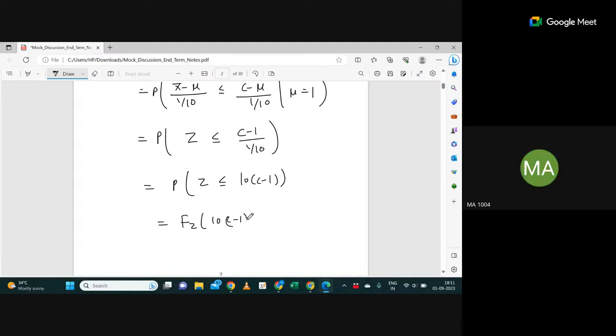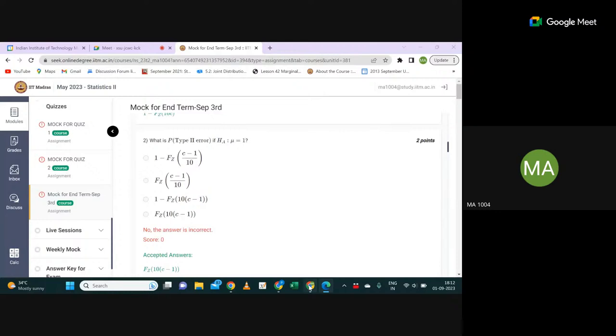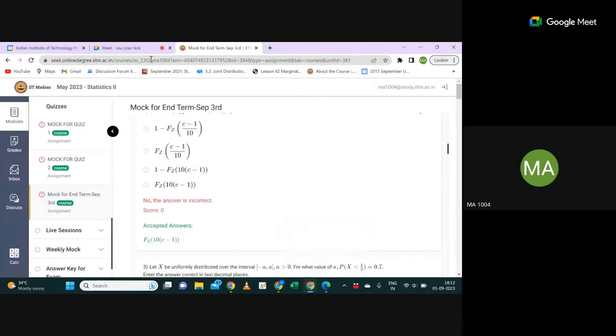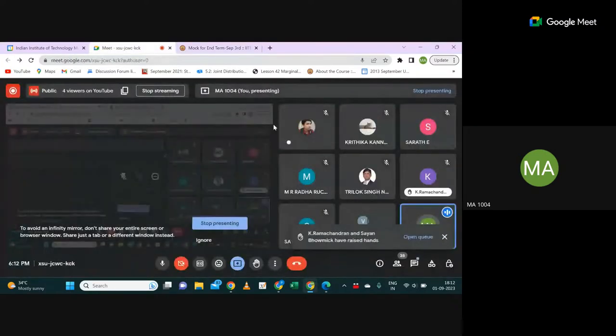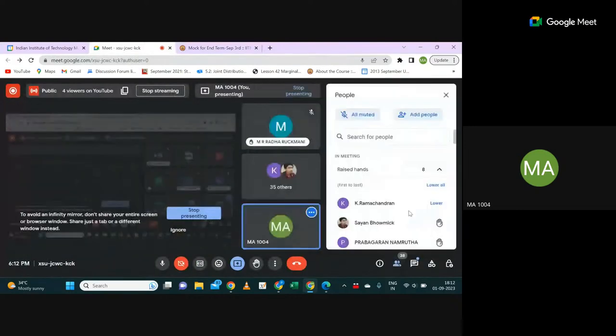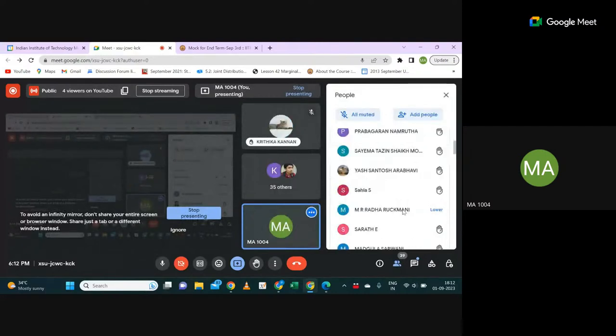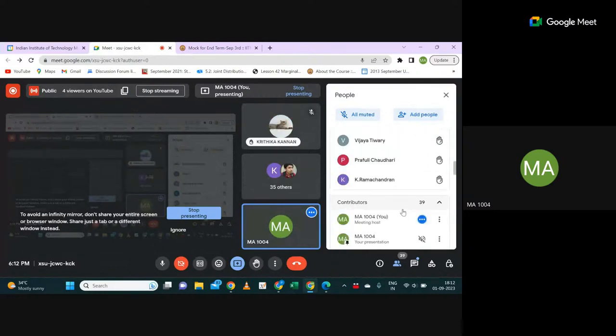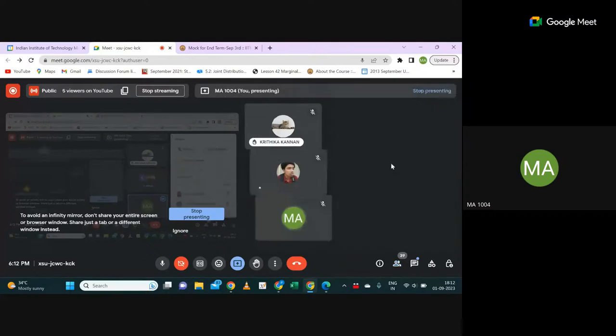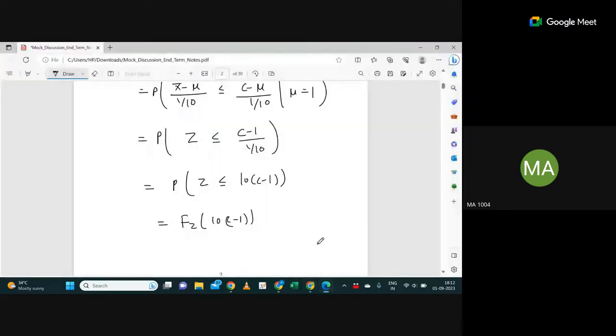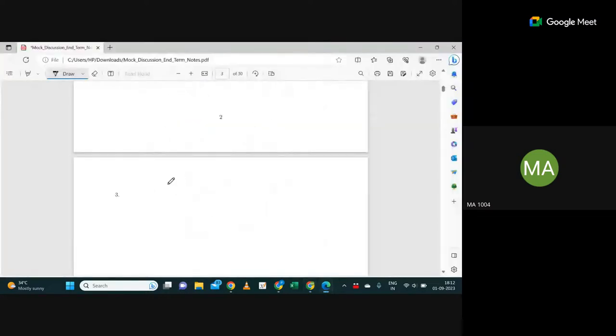Is there any option? Yes, so option D is the correct one. Again, I'm hoping the maximum of you got it correct. Okay, the majority got the correct answer. That's great. Let's move ahead to the next question. So far so good, any doubt so far in these two?